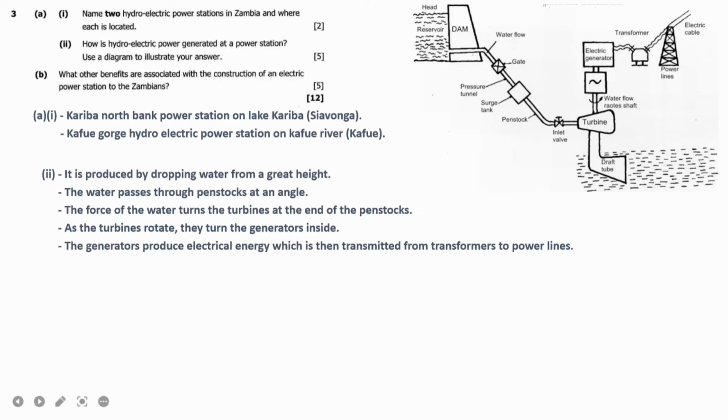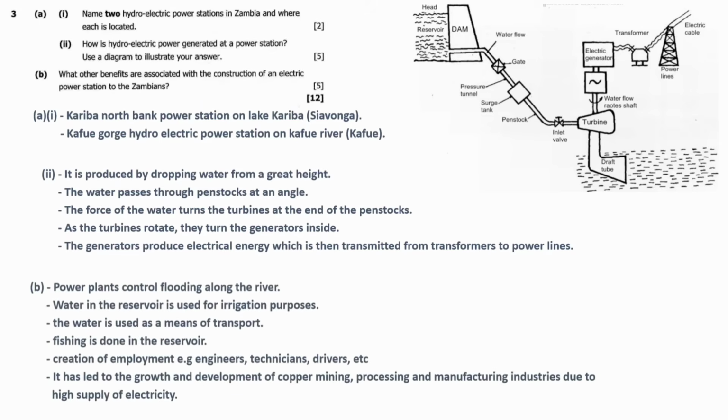So from this diagram you can see there's water in a reservoir, so the water is pushed through the penstock at an angle so that the force is great. Then the force causes the turbines to turn, which cause the generators to also turn and produce electrical energy, and then electrical energy is conveyed to the transformers, which is then conveyed also to the power cables, and finally to industries and homes.